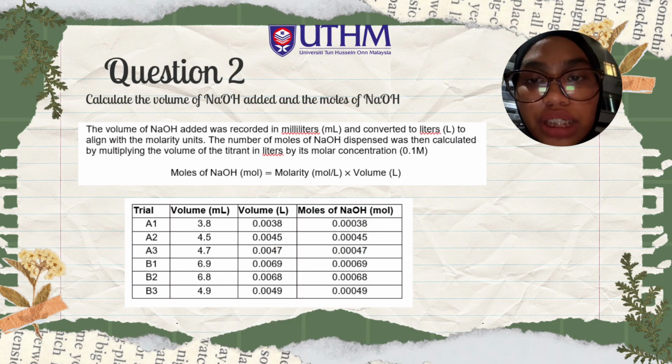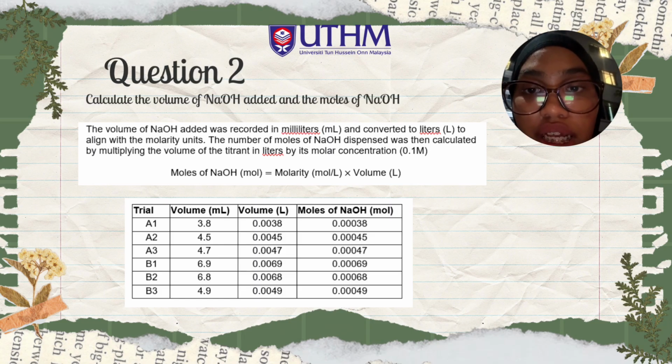For Question 2, calculate the volume of NaOH added and the moles of NaOH. The volume of NaOH was recorded in ml and converted to liters to align with the molarity units. The number of moles of NaOH dispensed was then calculated by multiplying the volume of the titrant in liters by its molar concentration, 0.1 M.